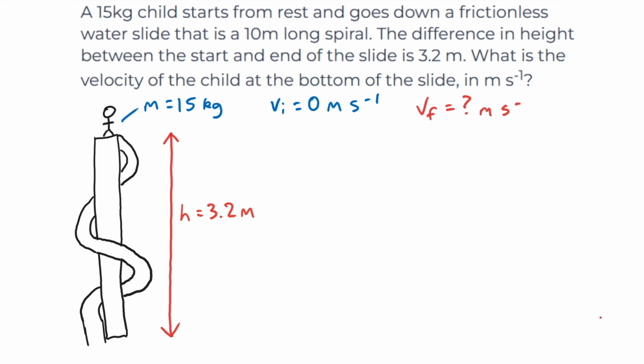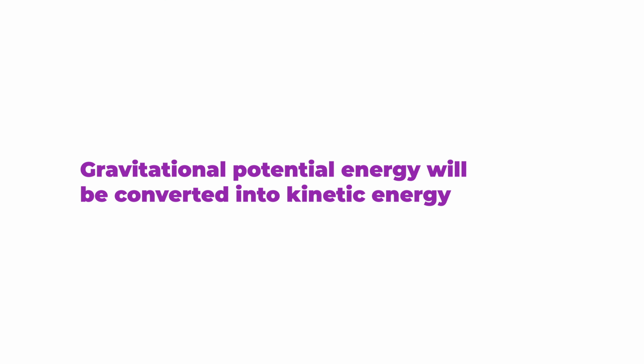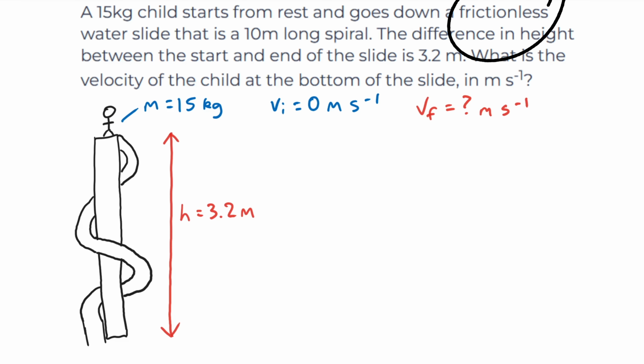We have the variables m and h, so we could calculate the potential energy. The child starts at a height, so they have potential energy at the top of the slide. When the child goes down the slide, gravity will do work on the child, and the potential energy will be converted into kinetic energy. The key word in this problem is frictionless. That means that no energy is lost to friction. So potential energy at the top of the slide will equal kinetic energy at the bottom of the slide.